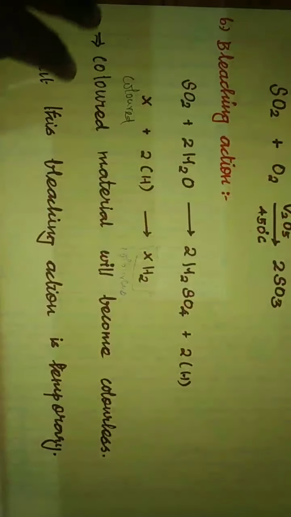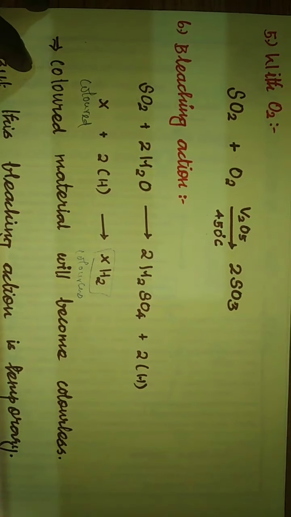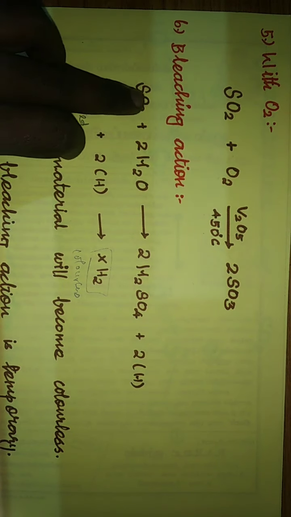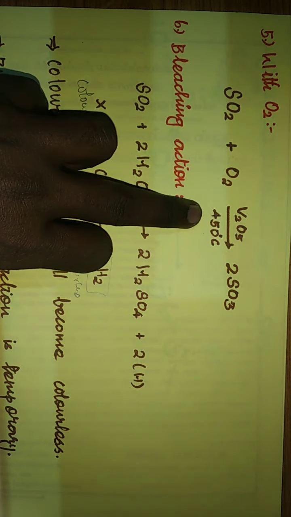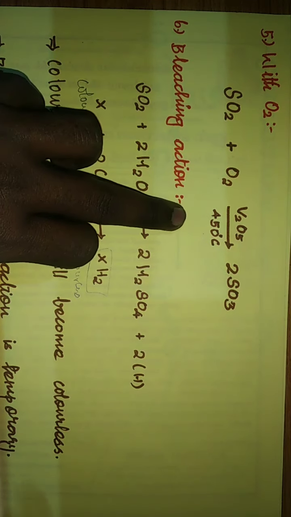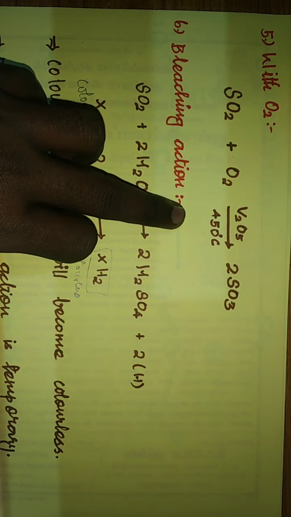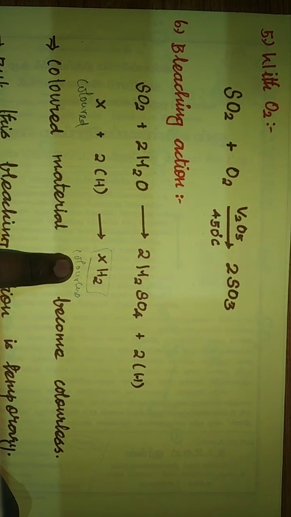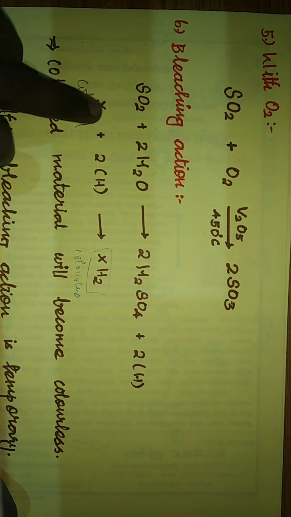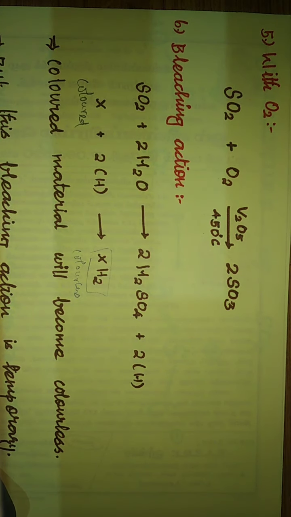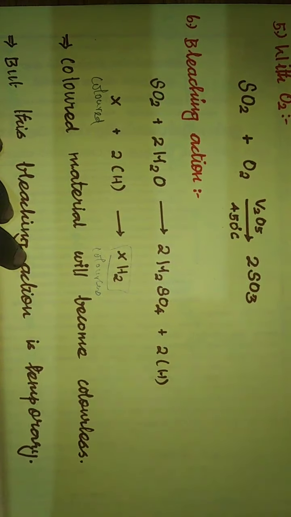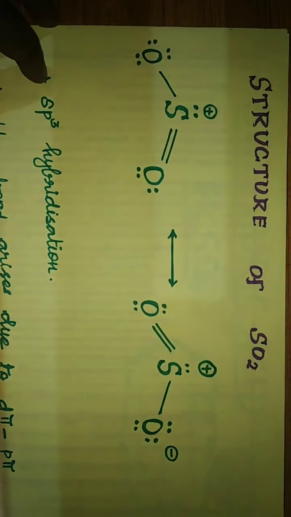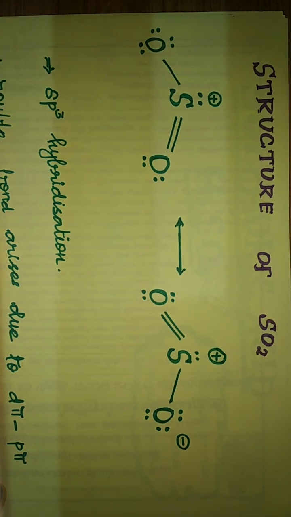Then the fifth chemical property is reaction with oxygen. When sulfur dioxide is allowed to react with oxygen, it forms sulfur trioxide in the presence of a catalyst, that is vanadium pentoxide, around 450 degrees Celsius. Then finally bleaching action. Any colored material will become colorless in the presence of sulfur dioxide, and this bleaching action is a temporary one. So with this the chemical properties are over, and now we are going to discuss the structure of sulfur dioxide gas.